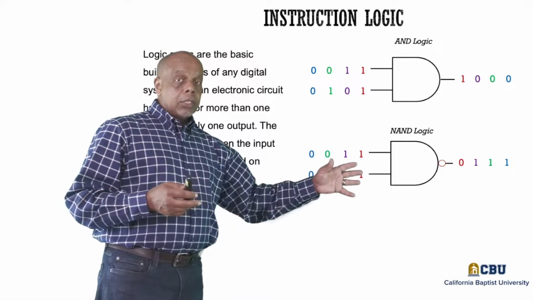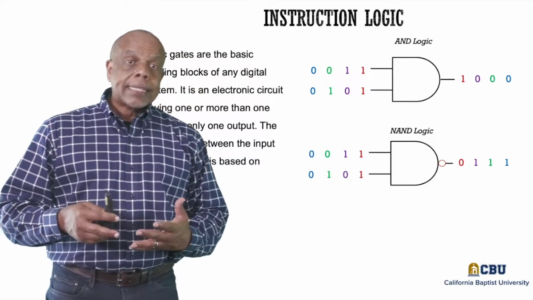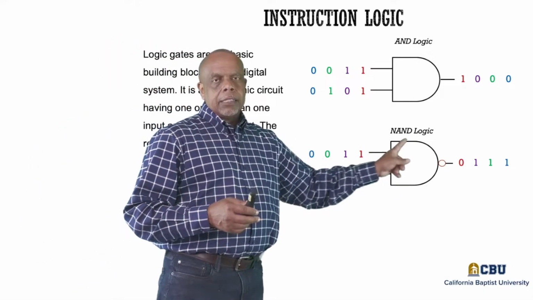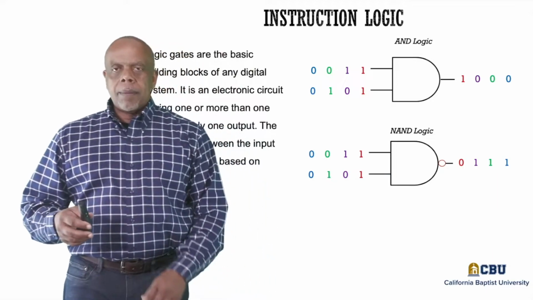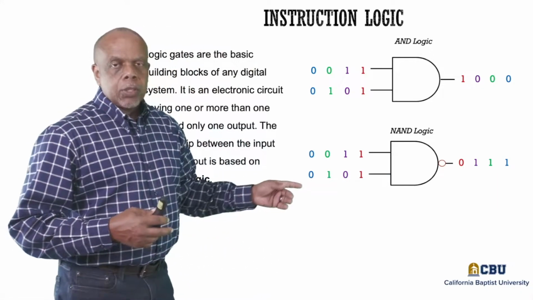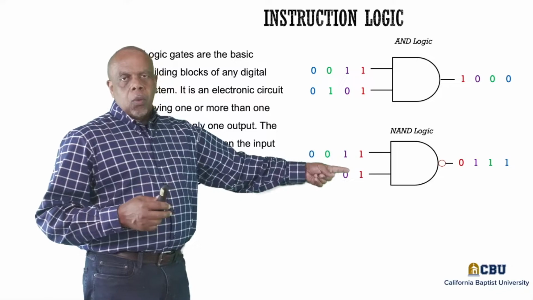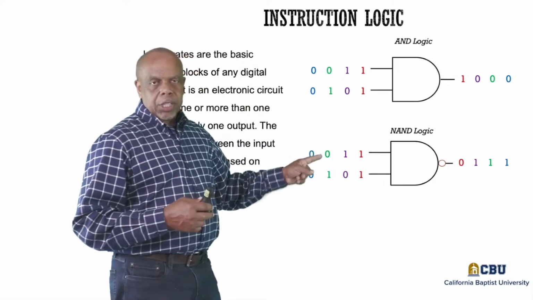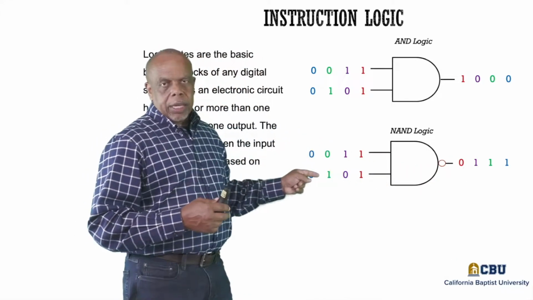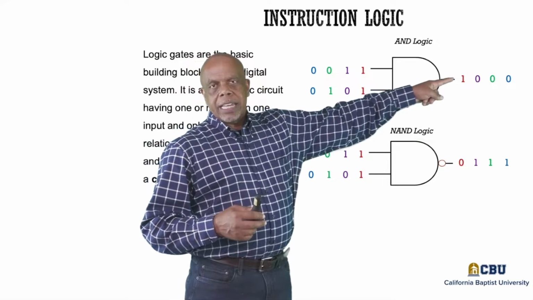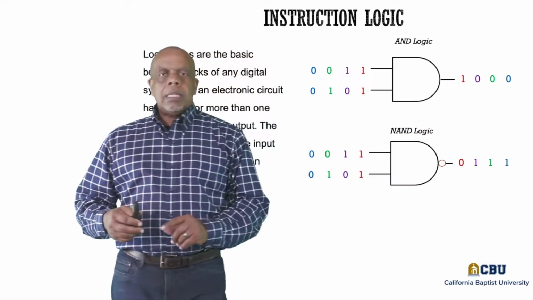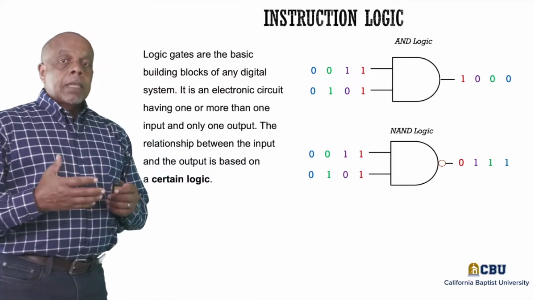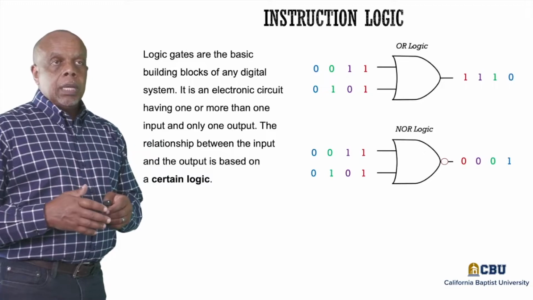Next to that is the NAND, or not AND. Whenever you see a symbol with a little circle at the front, that means it's doing an inversion. So now a 1 and a 1 gives me a 0. A 1 and a 0 gives me a 1. Same thing, a 0 and a 1 gives me a 1. And a 0 and a 0 gives me a 1. It just inverted the output, meaning both inputs have to be the same to get an output.